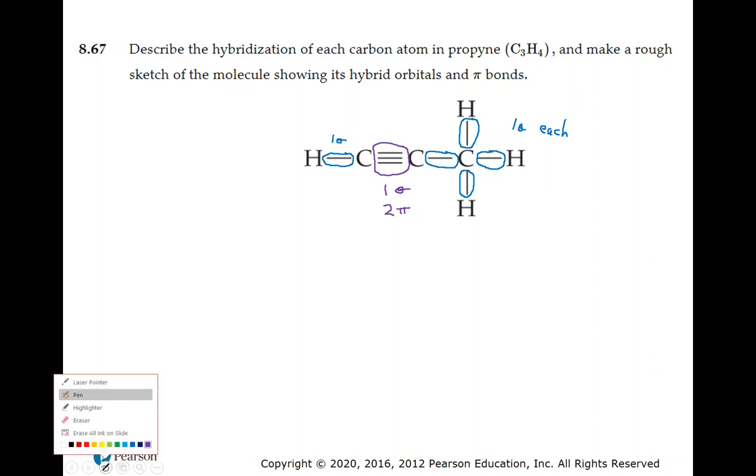And so if we had to count up the total number of sigma and pi bonds, then we'd have one sigma bond there on the left, one sigma bond between the two carbons, and then 4 sigma bonds around that carbon on the right, for a total of 6 sigma bonds. And our only pi bonds are in that triple bond, so we'd have 2 pi bonds.